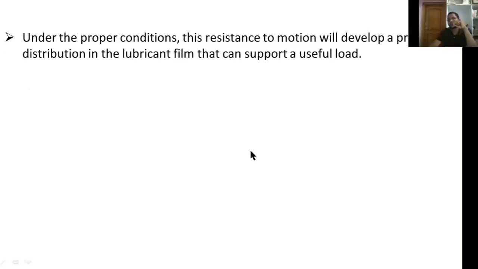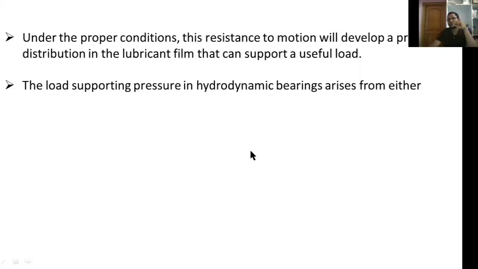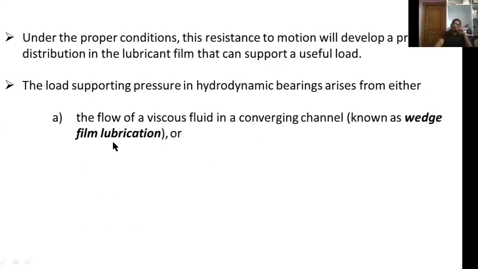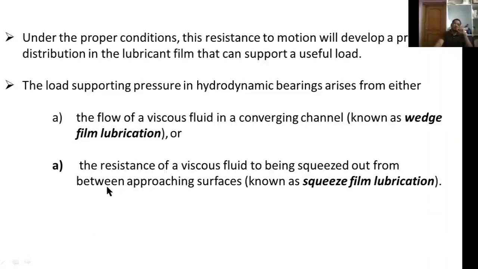Under the proper conditions, this resistance to motion will develop a pressure distribution in the lubricant film that can support a useful load. The load supporting pressure in hydrodynamic bearings arises from either the flow of viscous fluid in a converging channel, known as wedge film lubrication, or the resistance of a viscous fluid to being squeezed out from between approaching surfaces, known as squeeze film lubrication.